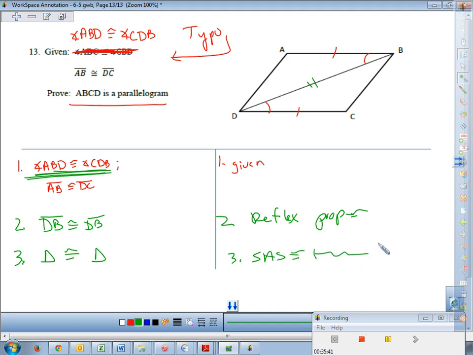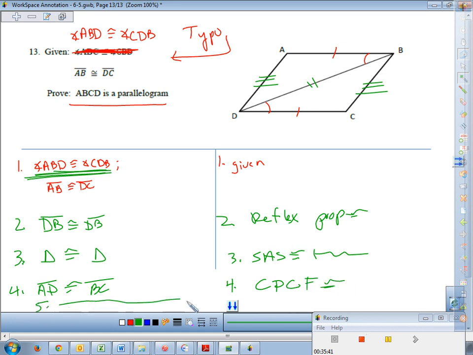Then how would you get that to be a parallelogram? What would be the next easiest step to do? Boom, boom, boom, congruent to that, right? So step 4, segment AD congruent to segment BC. Reason? Corresponding parts of congruent figures are congruent. Step 5, ABCD is a parallelogram. Reason? Opposite sides are congruent. 5 steps, right?